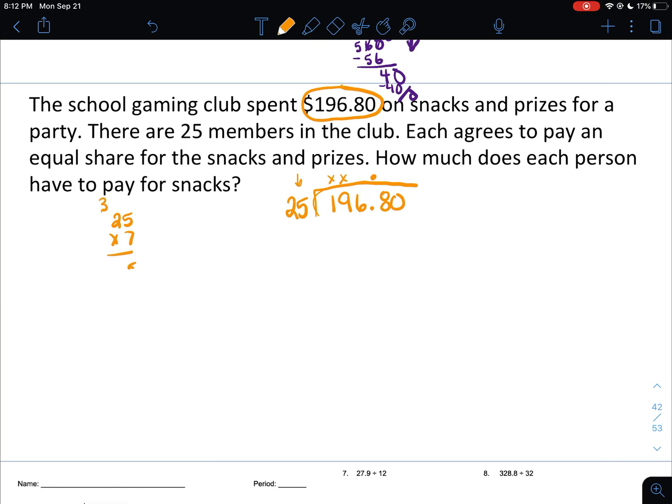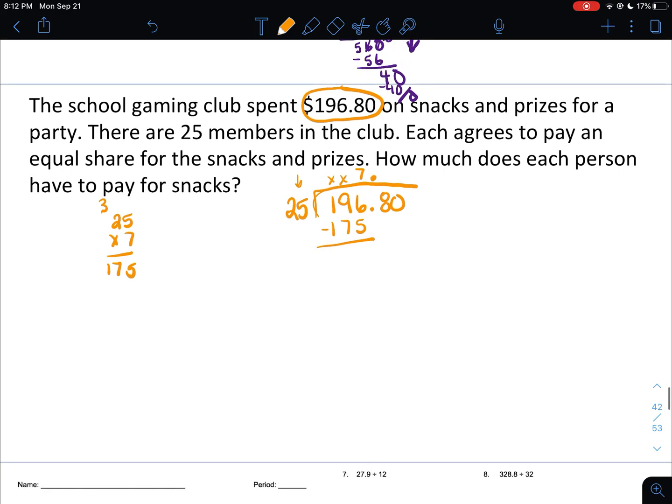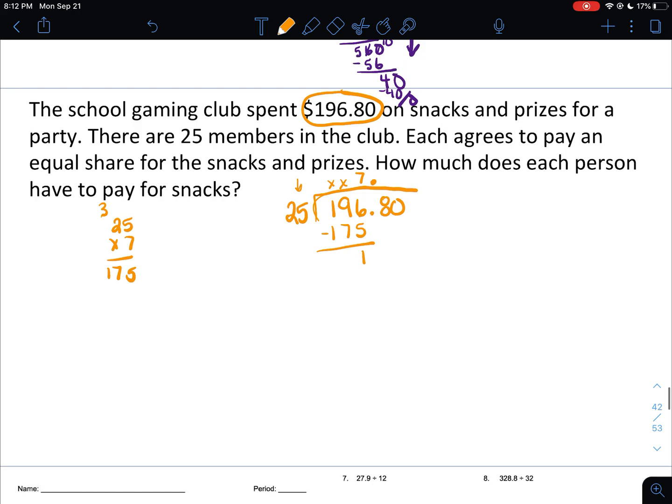So 25 times 7, 7 times 5, 35. 7 times 2 is 14. So 175. And if I add another quarter to that, it would be 200. So that would go over. So perfect. It goes in 7 times. And I'm going to subtract. 6 minus 5 is 1. 9 minus 7 is 2. 1 minus 1 is 0. Perfect. So bring down the 8.